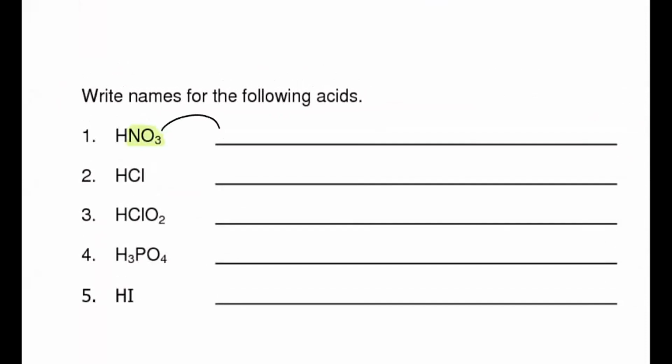What is the name of NO3? Let's put it in the chat. What is NO3? What is its name? Excellent job, you guys. Great to put it in the chat. Nitrate.